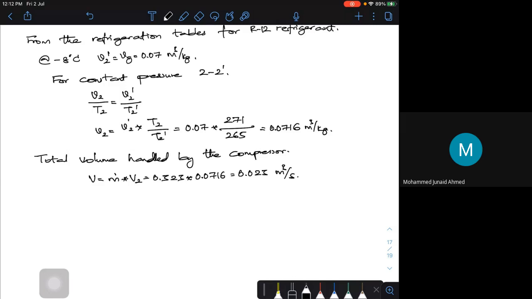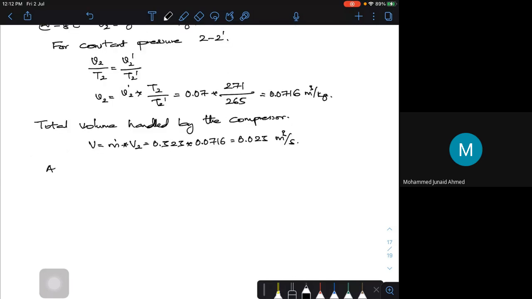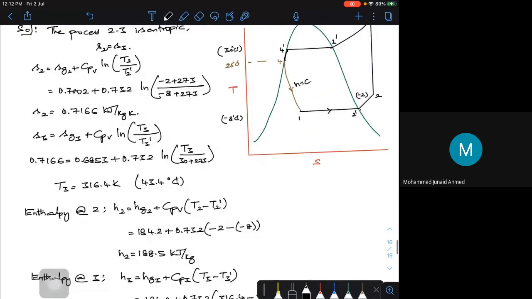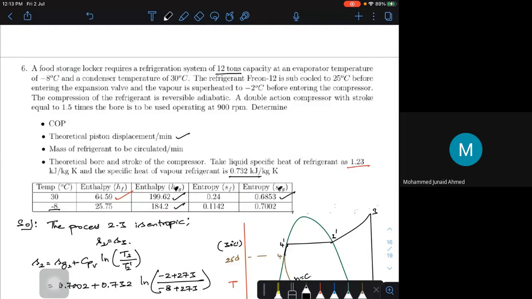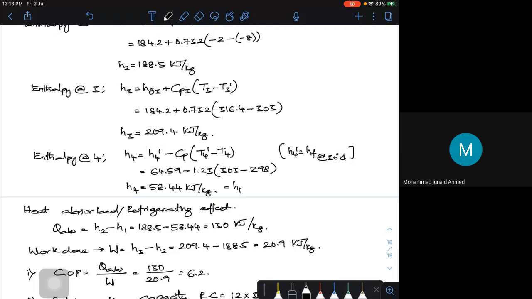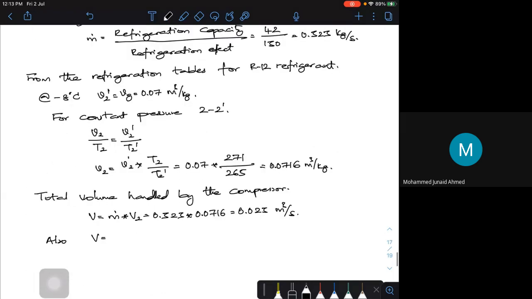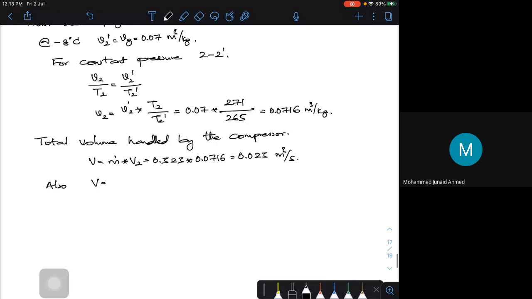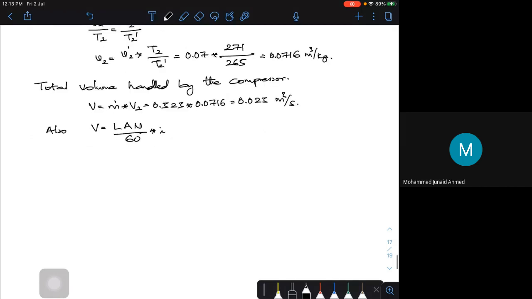This is your volume. Also, see, this is a double acting. If you go back and see here, it's a double action, so I have to multiply by LAN by 60 into I. Yesterday we did the same thing. So V is equal to stroke length L into pi into D square by 4 into N by 60 into I, where I is equal to 2 because of the double acting.